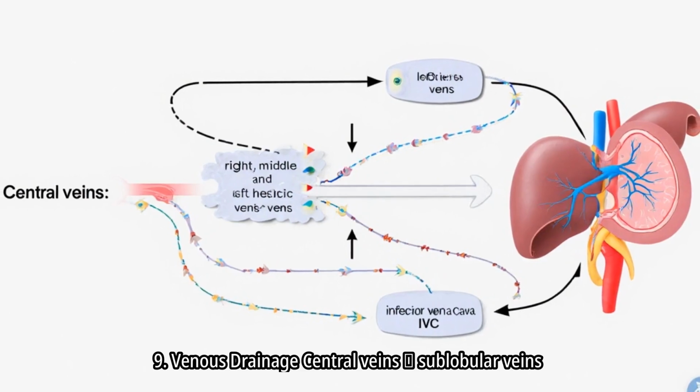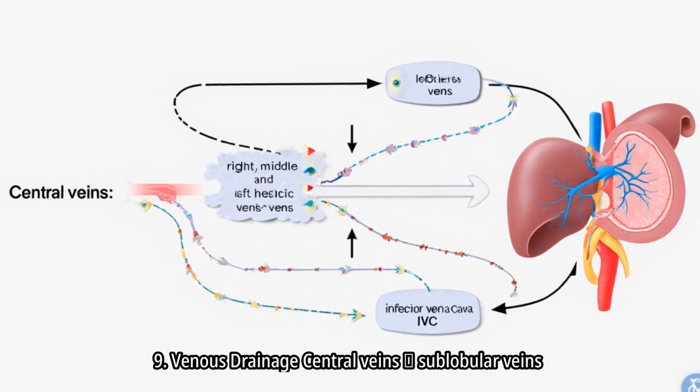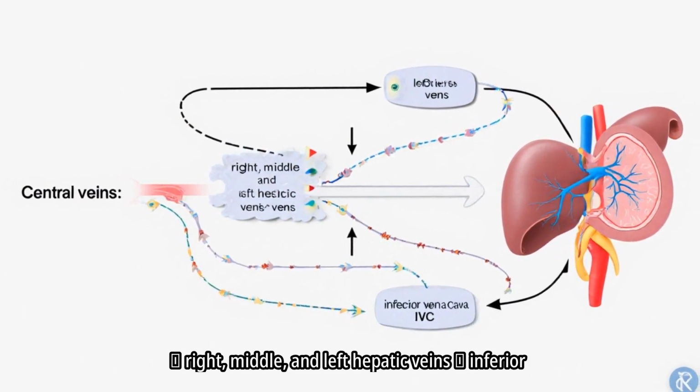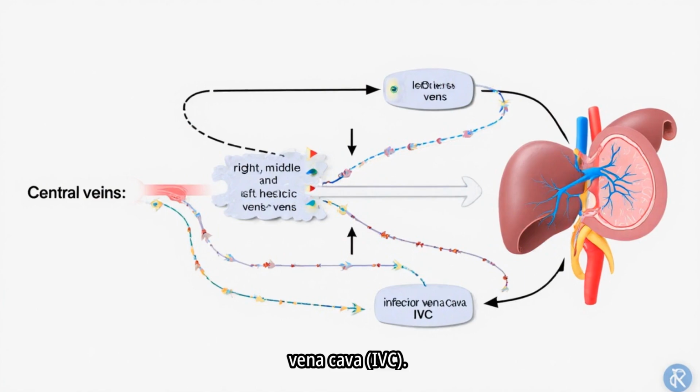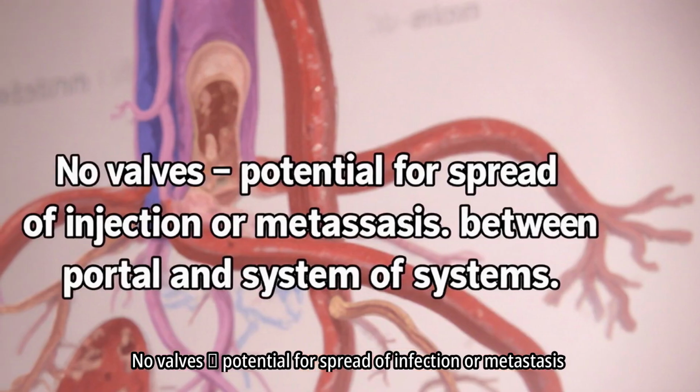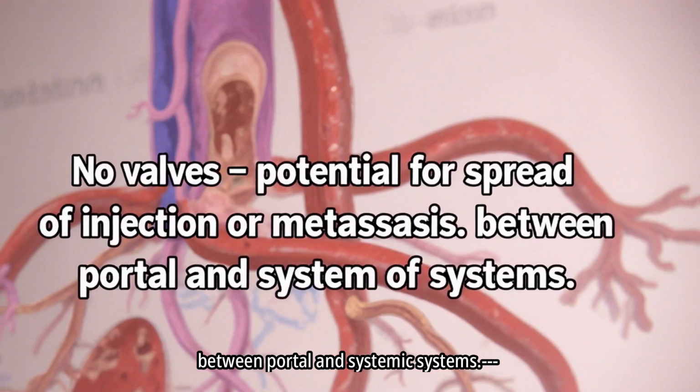9. Venous drainage: central veins, sublobular veins, right, middle, and left hepatic veins, inferior vena cava, IVC. No valves, giving potential for spread of infection or metastasis between portal and systemic systems.